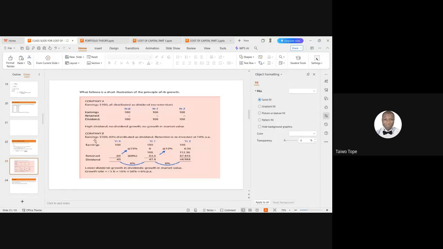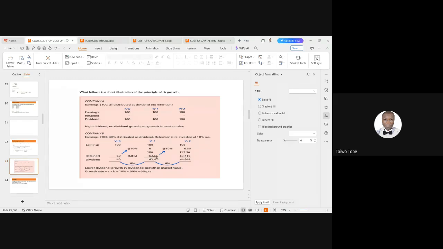For company B, there is a policy: earnings 100, 40% distributed as dividend. Retention is reinvested at 10% per annum. So when we have a profit of 100, we retain 60 and give out 40 as dividend. When we plow the retained earnings back into the business, investing at the rate of 10%, it will yield an income of 6. So your earnings in year 2 will be 6 plus 100, which is 106. Now, when you retain a portion of 106 again, there will be a return on it.